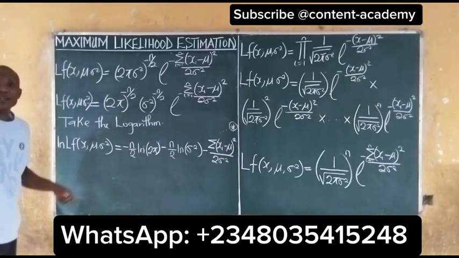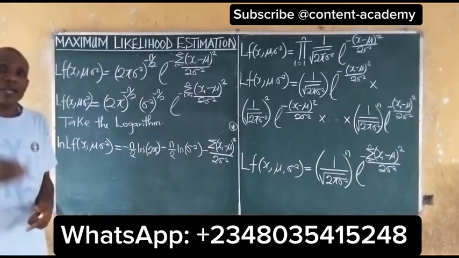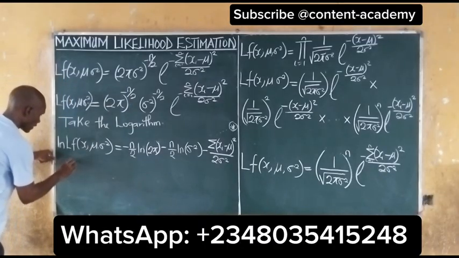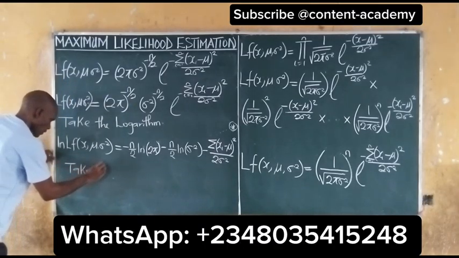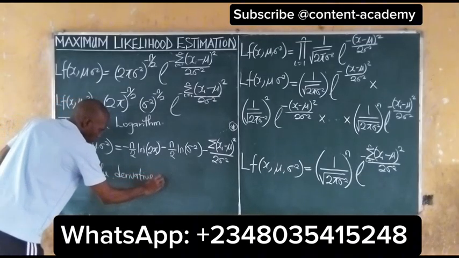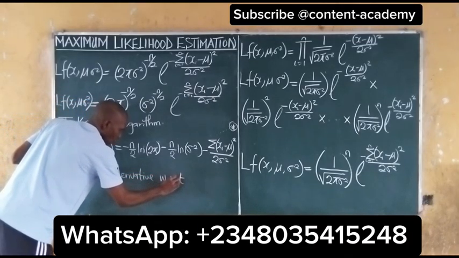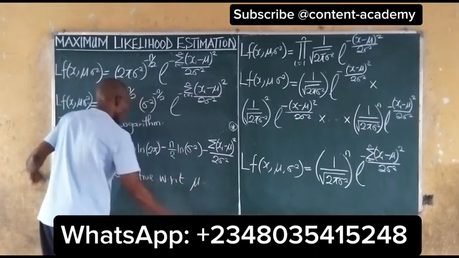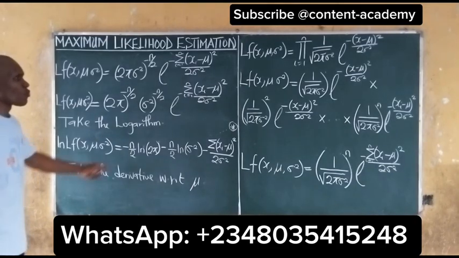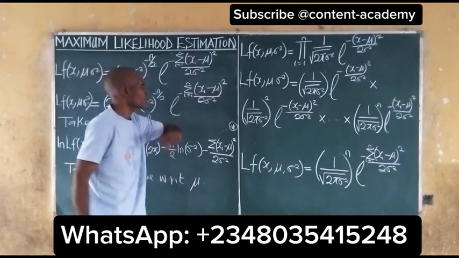From here, we can now differentiate with respect to mean and with respect to sigma squared. So the first thing to do is to take the derivative with respect to mean. We move over to this other side of the board to do that.